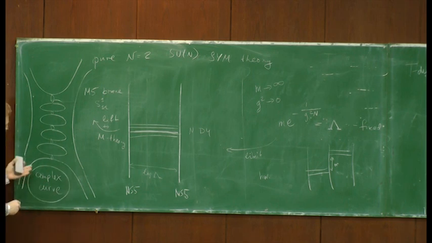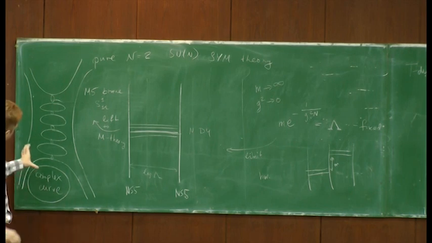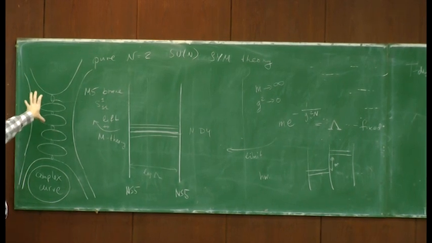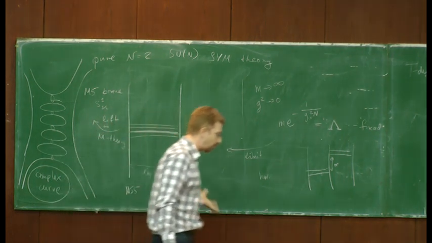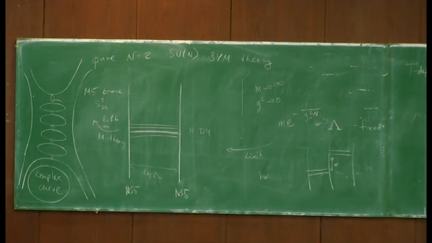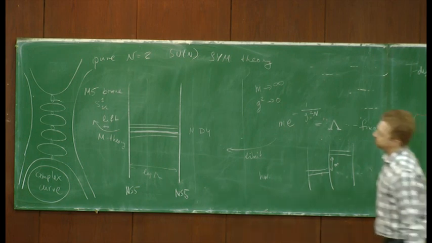And the fact that it's complex is a consequence of the desire of the M5 brane to minimize its volume. So complex surfaces, complex curves, holomorphic curves minimize the area with given topological restrictions.